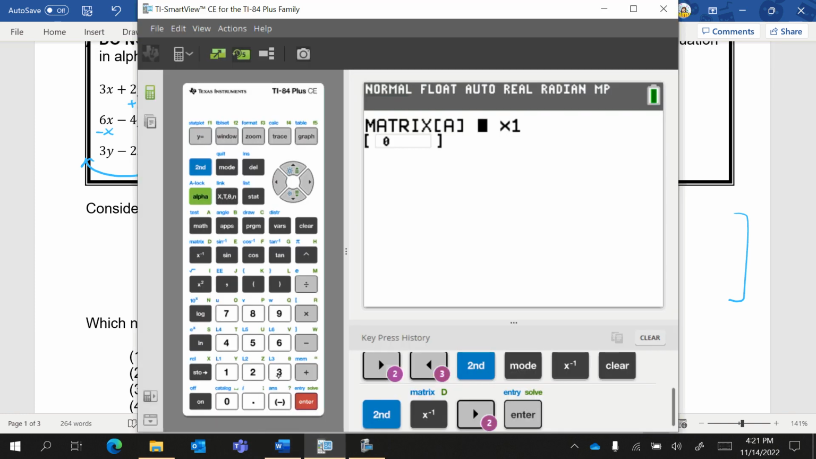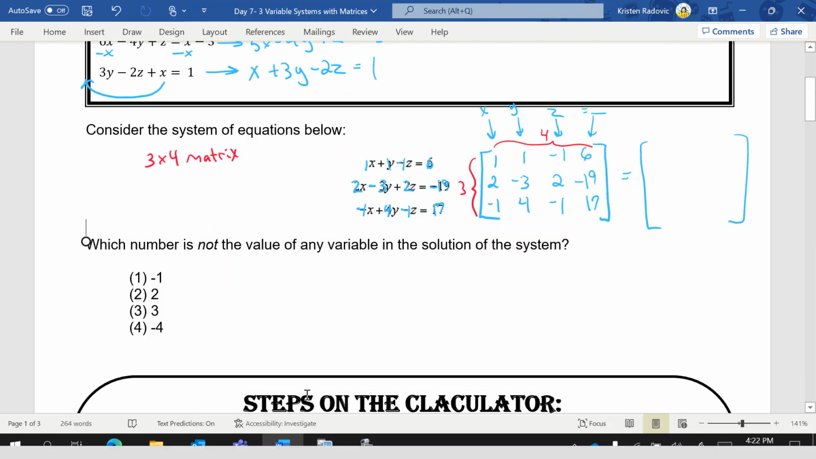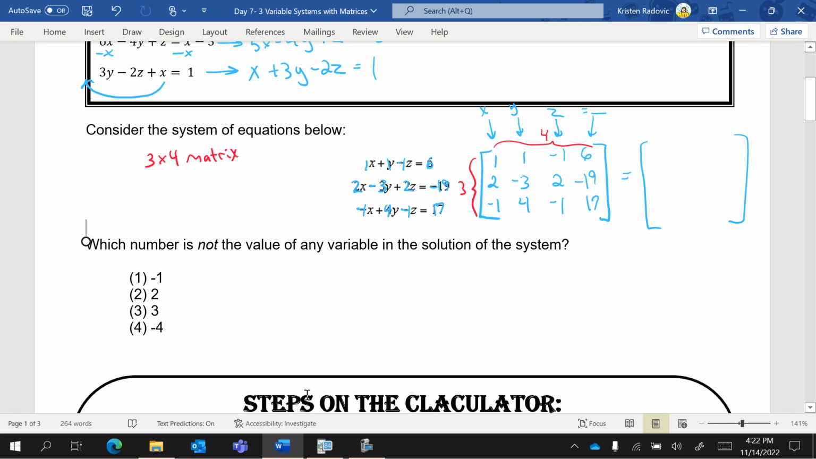And even if you forget it, you can honestly just play around with the numbers until you get how many rows and how many columns you need. Now you're going to input all of these numbers. For example, my first row was 1, 1, negative 1, 6.